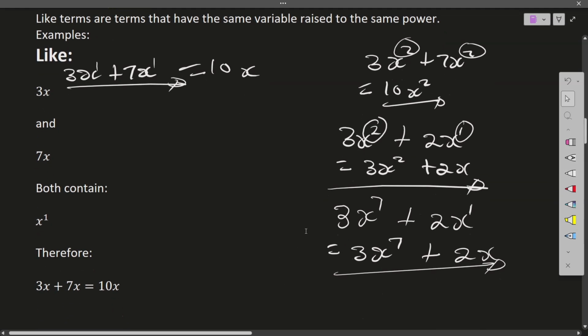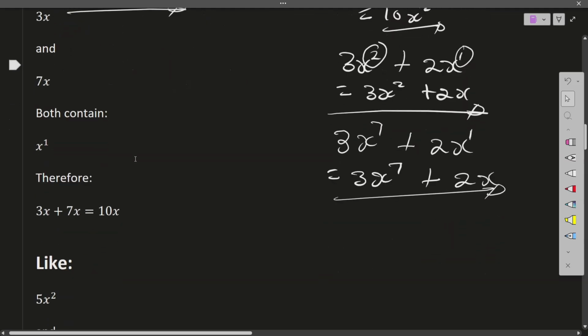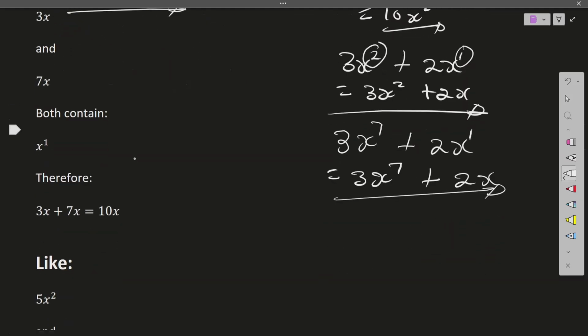And so here we're talking about like terms. In this expression, we had 3x plus 7x, which made 10x. We are certain now that they add. Why? Because they both contain x to the exponent of 1. Okay, therefore 3x plus 7x is equal to 10x. Thank you.